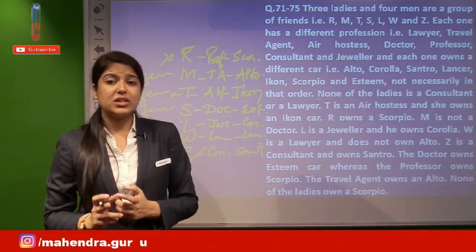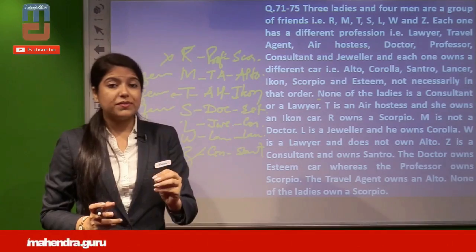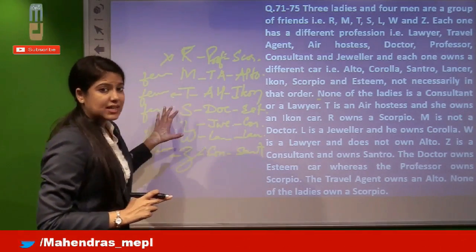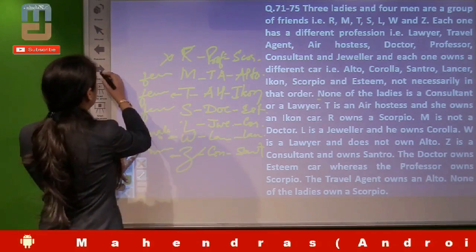Why? Because in the question it was made very clear who will be female, what the female will own or what the female will not own. So this is the solution part for this. Now let's look over the bunch questions.